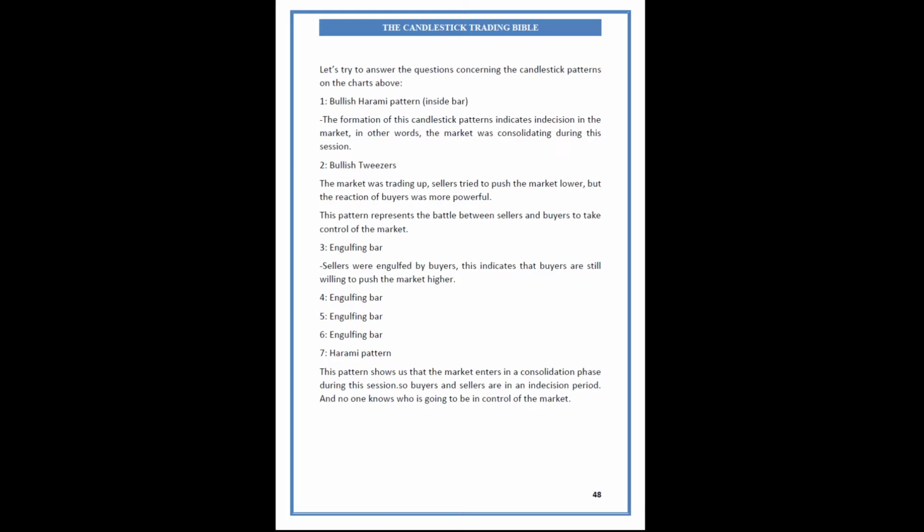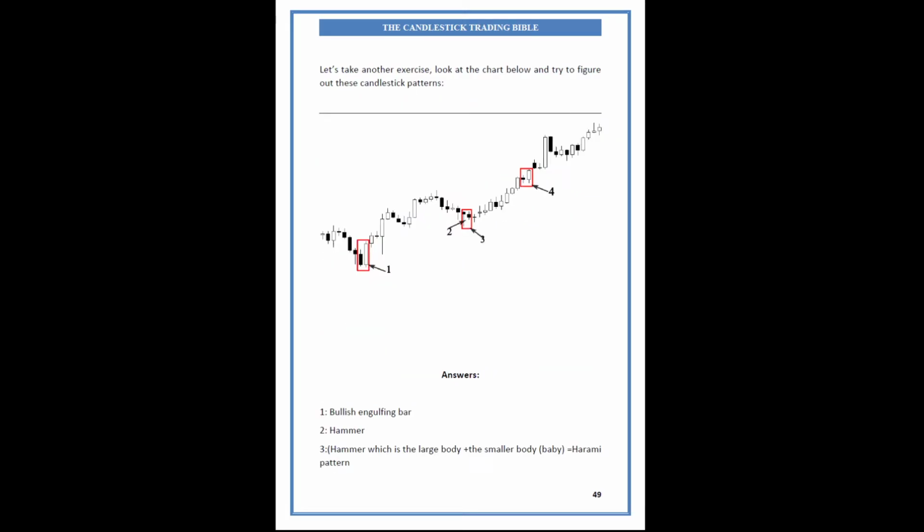Number 3 is the engulfing bar. Sellers were engulfed by buyers. This indicates that buyers are still willing to push the market higher. Number 4, number 5, number 6, all engulfing bars. And number 7 was our Harami pattern. This pattern shows us that the market enters a consolidation phase during this session. So buyers and sellers are in an indecision period, and no one knows who is going to be in control of the market. Let's take another exercise. Look at the chart below and try to figure out these candlesticks.